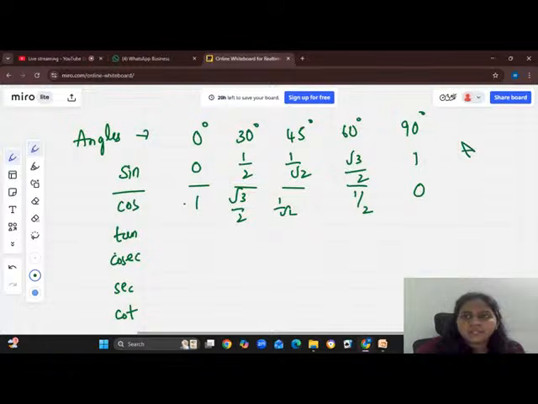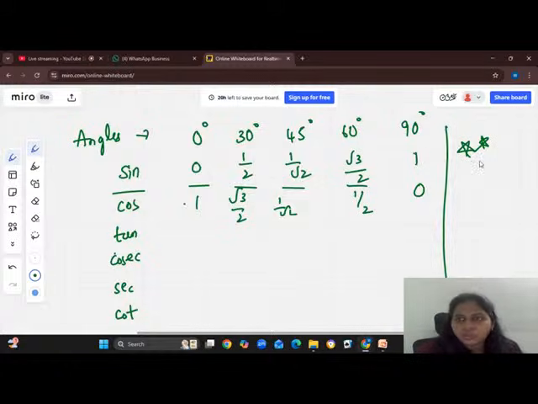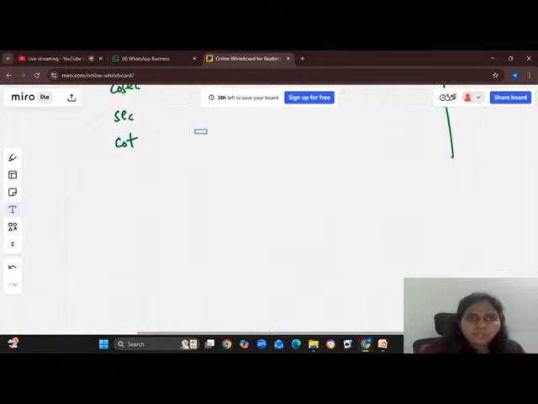This table is very, very important. In your exam, when you see these angle values, immediately draw the table on the side of your answer paper and write down the values to avoid confusion. So this is the second important table that you have to remember. The problems are going to come from this table.